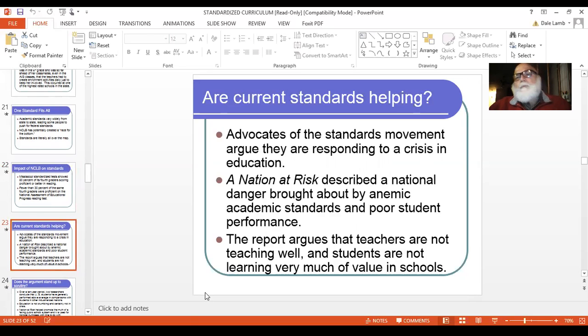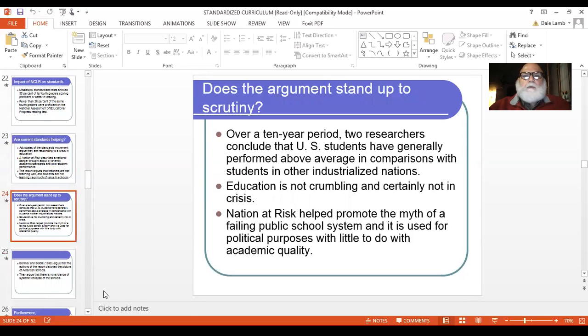But one of the things that we have to understand is our kids are actually doing better now in public school than they've ever done before. A Nation at Risk was a political document trying to advance a certain agenda. Two researchers concluded students have generally performed above average in comparison with students in other industrialized nations. Education is not crumbling and certainly not at risk. Nation at Risk promoted the myth of a failing public school and used it for political purposes.